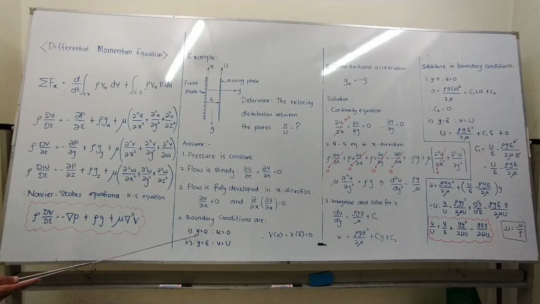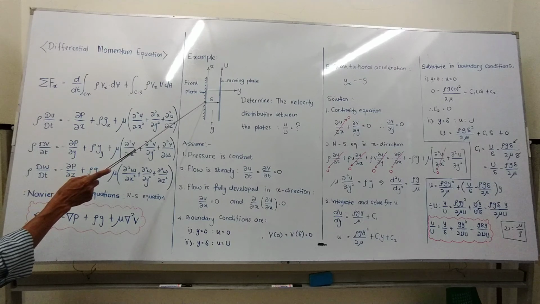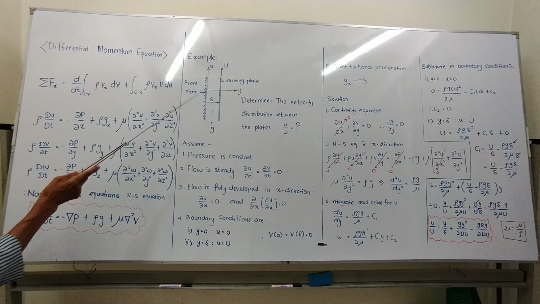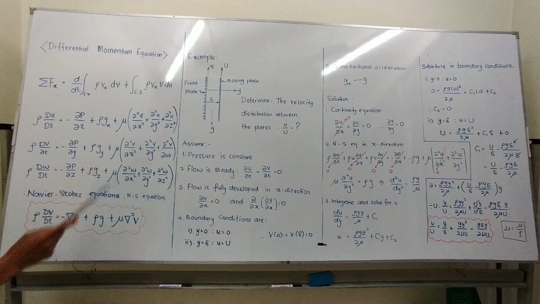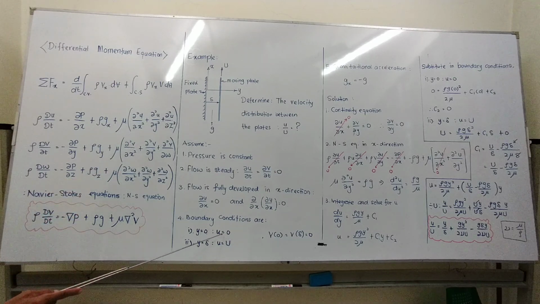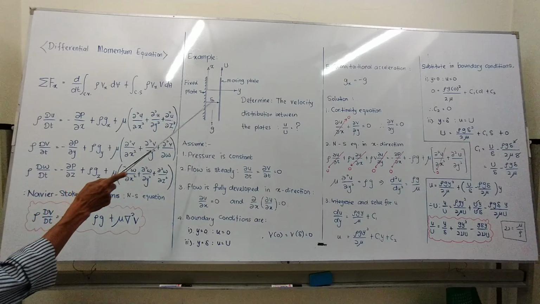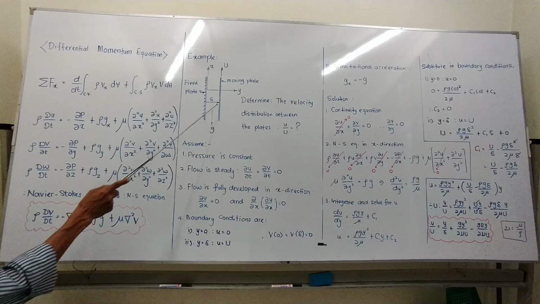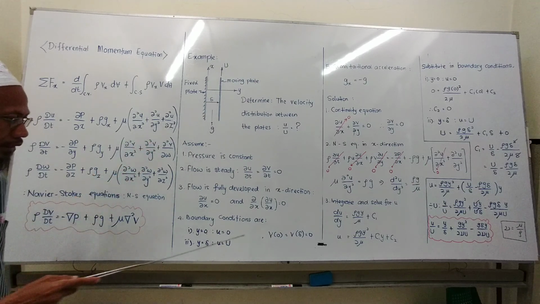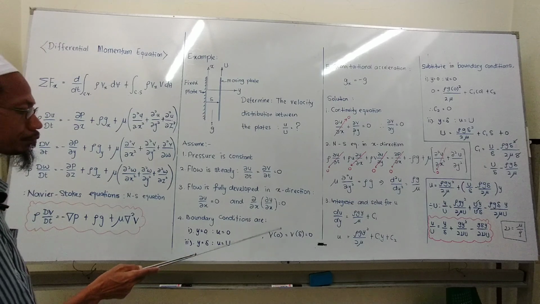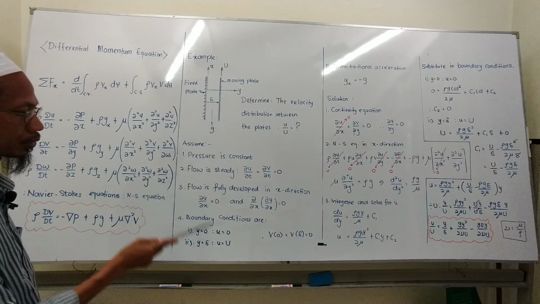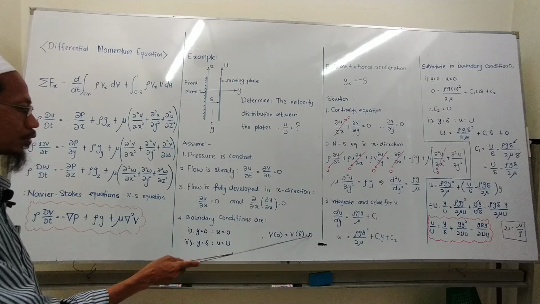small u equals 0. That means at y equals 0, the fixed plate, u equals 0, because of the viscosity, due to the no-slip condition. And the second boundary condition, y equals delta, that means at the moving plate, y equals delta, small u equals capital U. Then velocity v at y equals 0 also equals 0, and at y equals delta, v also equals 0.